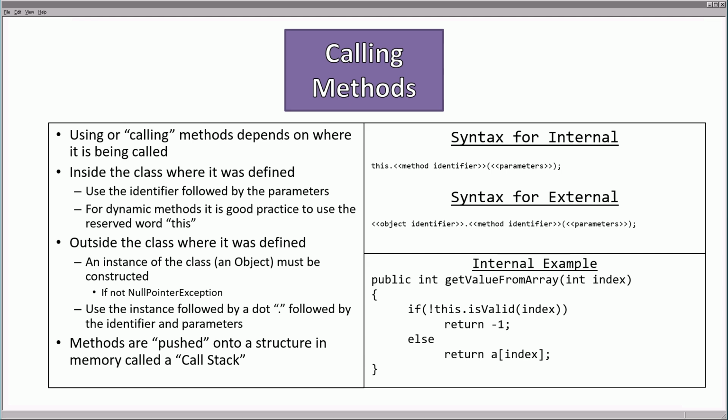Whenever a method is called, the information in memory is pushed onto this thing called a call stack. Taking a look at this example here, we have public int getValueFromArray given an int index. Now notice that it calls isValid. Now that was a method that we defined a little bit earlier that returned true or false, indicating if this array's index was valid. Now if this is not valid, then we return -1. But if this is valid, then we return the value that is found at this index. This is an instance of a method calling another method that is assumed to be defined internally within a class.